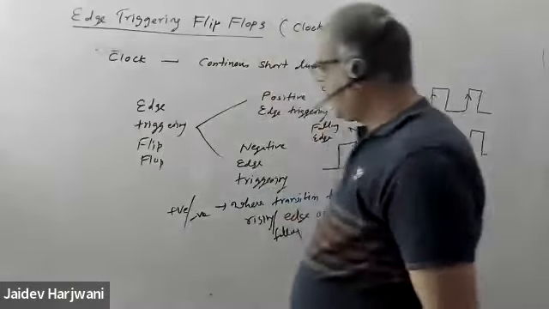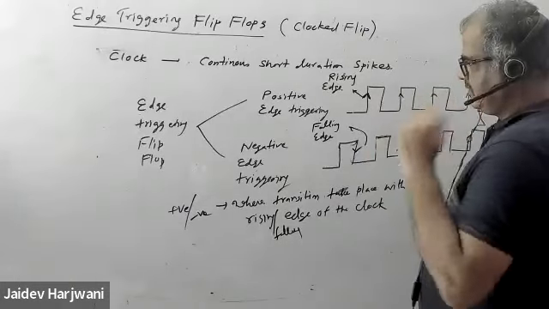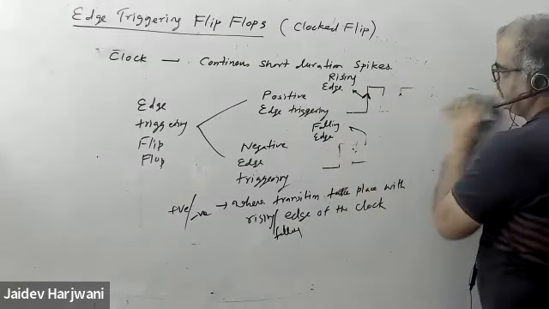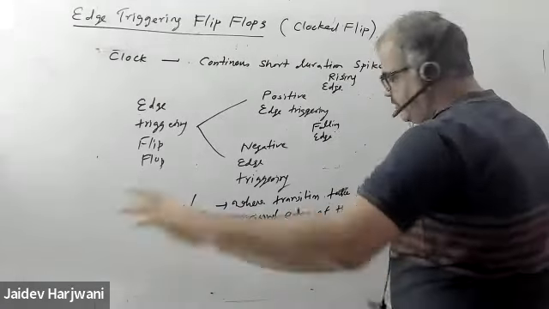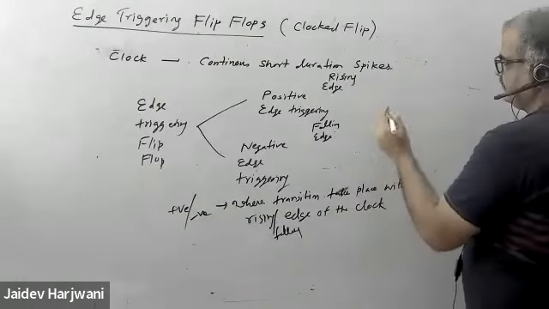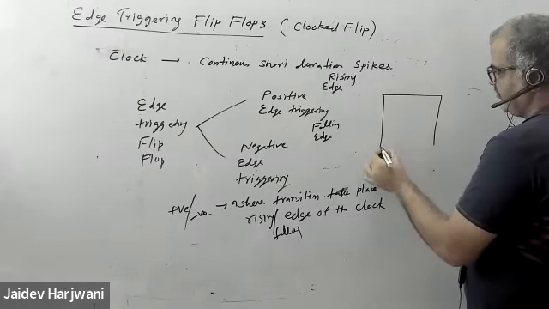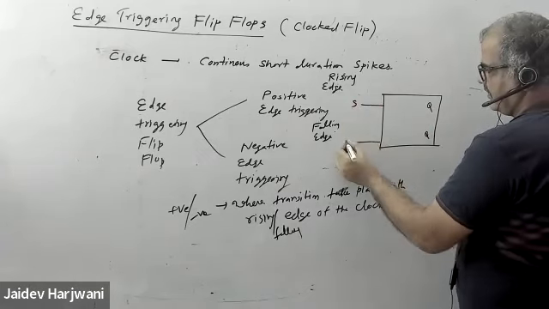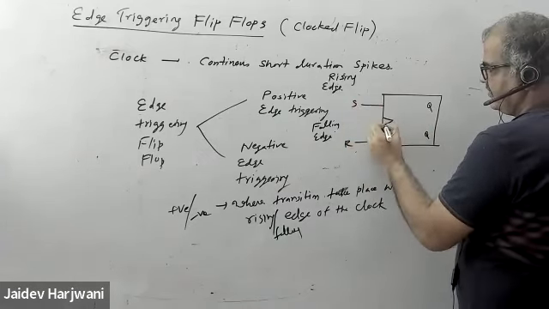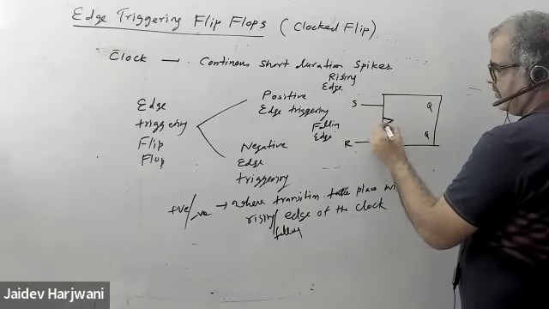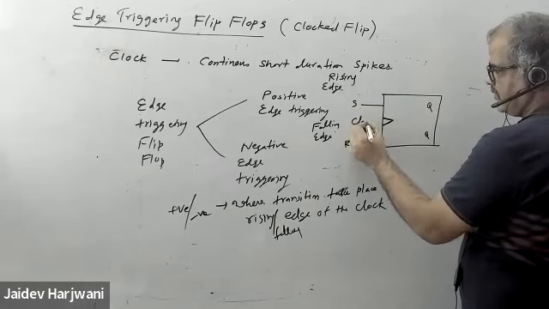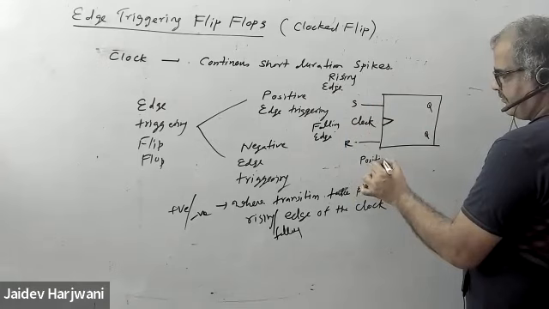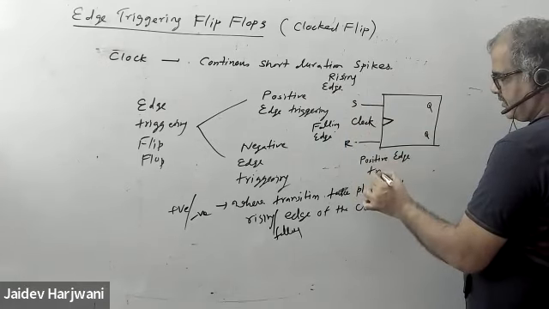Now, how to represent positive triggering and negative triggering. Okay, so the symbol we'll use, this is your flip flop. For example, I'm making an SR flip flop. So you have S, you have R, and now you have clock. So if this kind of symbol is there, then this is a clock, and this is your positive edge triggering.